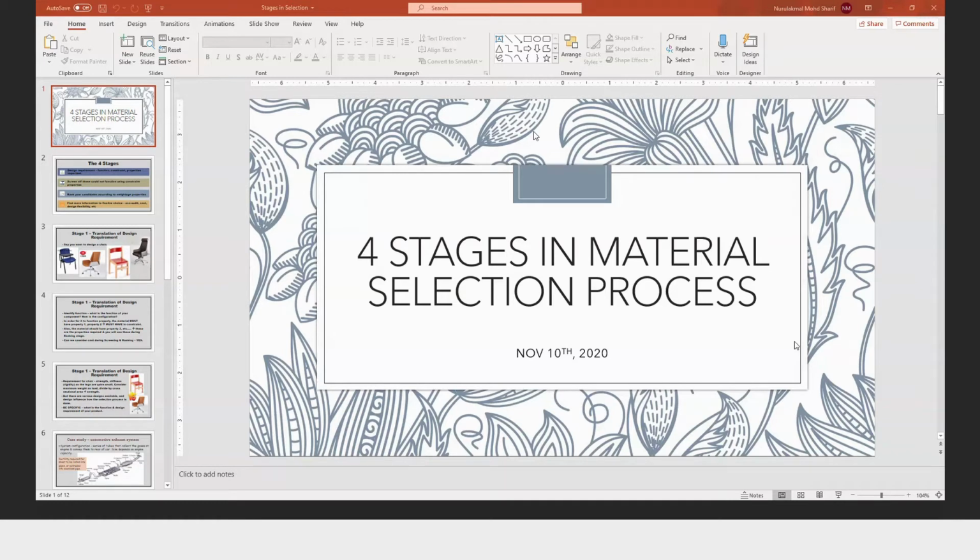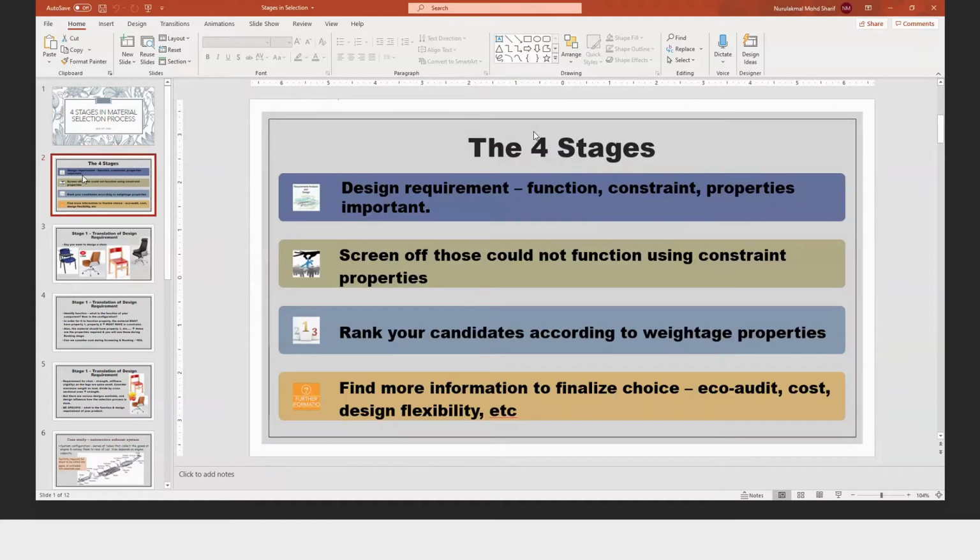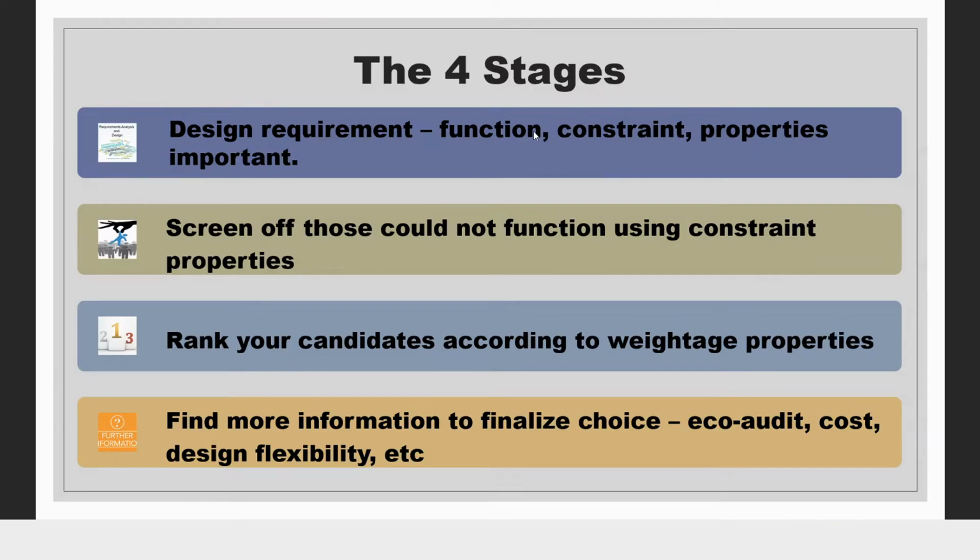Okay, now, I think I mentioned in the briefing that your selection process must follow the 4 stages. Okay, dalam material selection dia ada 4 stages. Stages that you need to follow in order for you to select your final choice at the end of the day. Alright. So the 4 stages ni, okay, di sinilah senang. Okay, the 4 stages starts with design requirement.